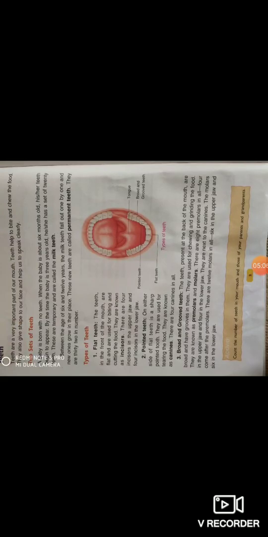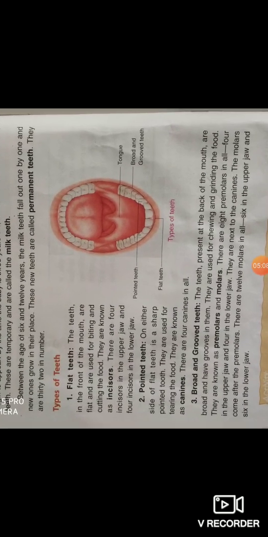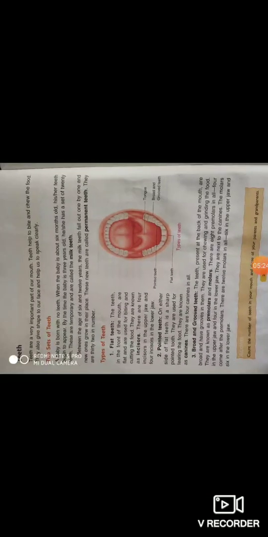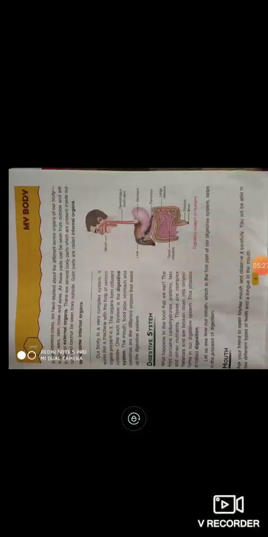So these are the question answers I will give you. And one thing, I will give you a diagram of the different types of teeth. Okay, so you will draw this diagram and you will invert this diagram, then you will label it. You will invert it, then you will label it. Okay, any problem? I hope no problem is there.